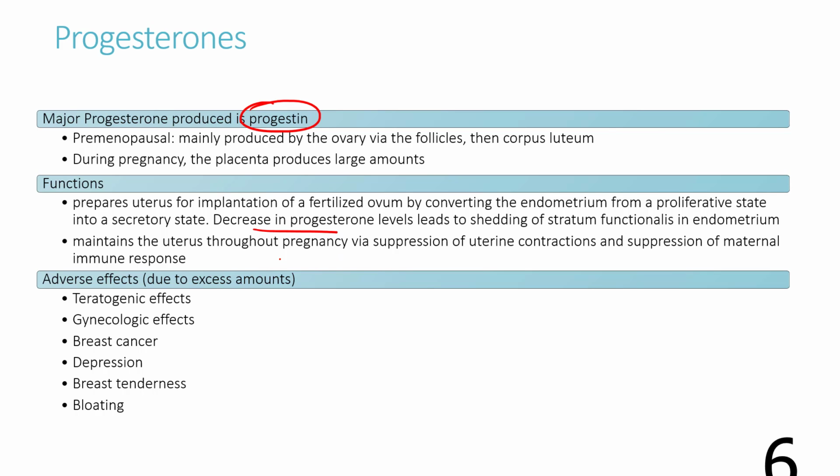Progesterone is also involved in maintaining the uterus, so to keep the uterus healthy during pregnancy by suppressing uterine contractions. Again, this is why if you block the effects of progesterone, it can lead to a miscarriage or a medical abortion. And it suppresses the maternal immune response so that the maternal immune system does not reject the fetus. All right, so adverse effects of progesterones are listed over here.